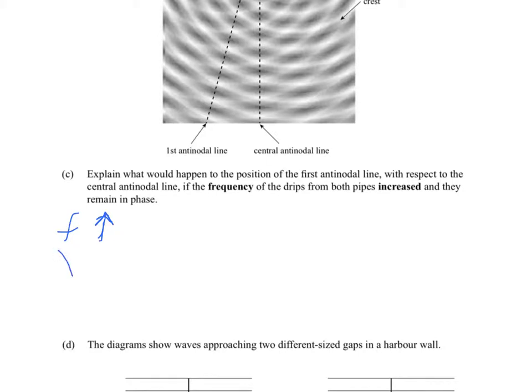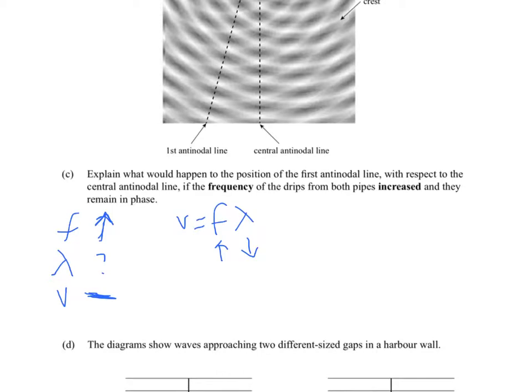The wavelength, we're not sure quite how that's going to respond, but the wave speed has to be the same, no change. Okay, so from our v = fλ, you can see that if the frequency increases, the wavelength is going to decrease. Okay, so wavelength is going to decrease.